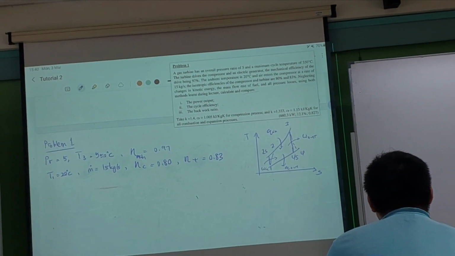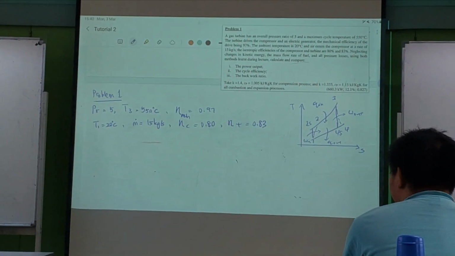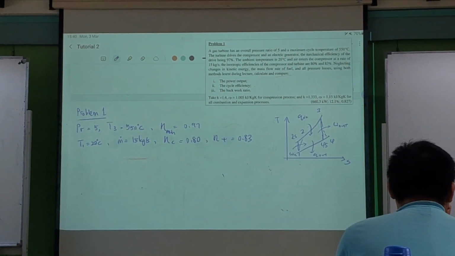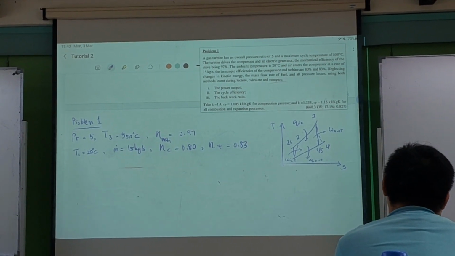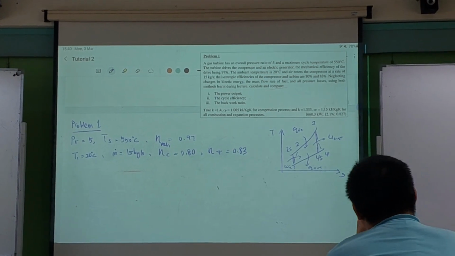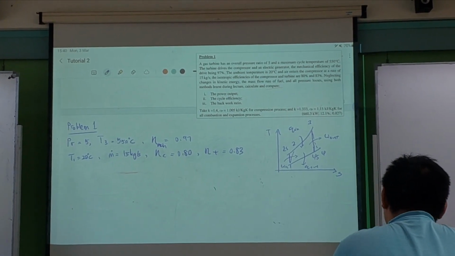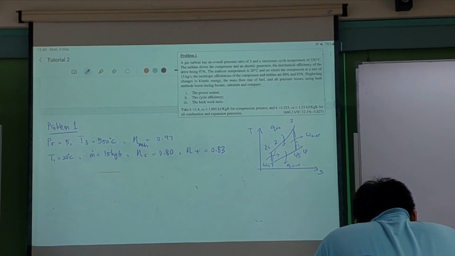Then the ambient temperature is 20 degrees Celsius, and since we know that the Brayton cycle takes air from the ambient itself, T1 is 20 degrees Celsius, and the mass flow rate of the air is 15 kilograms per second. And you are given the isentropic efficiency of both the compressor and the turbine.